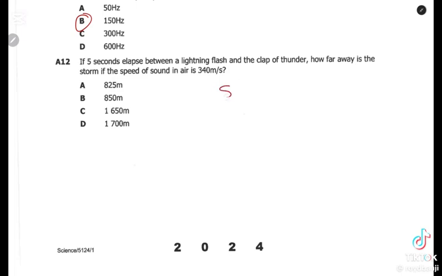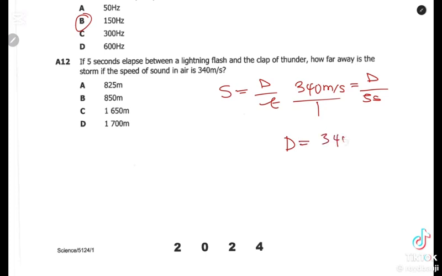To write the formula, speed is equal to distance over time. In this case, what is the speed? The speed is 340 meters per second. We are looking for distance. Then the time is 5 seconds. So here you cross multiply. D therefore is equal to 340 meters per second multiplied by 5 seconds.